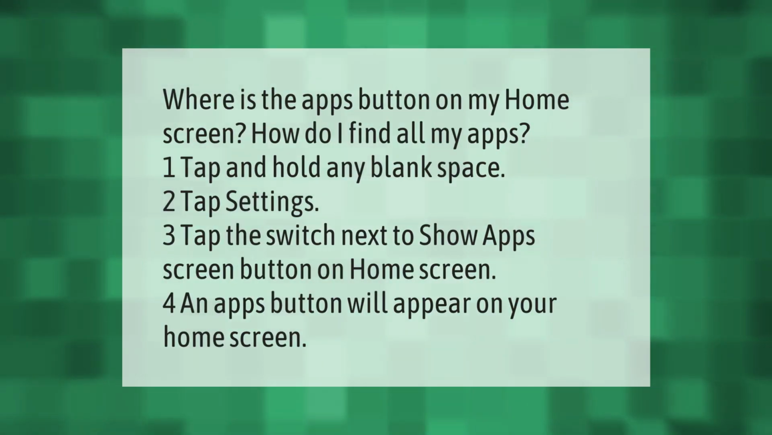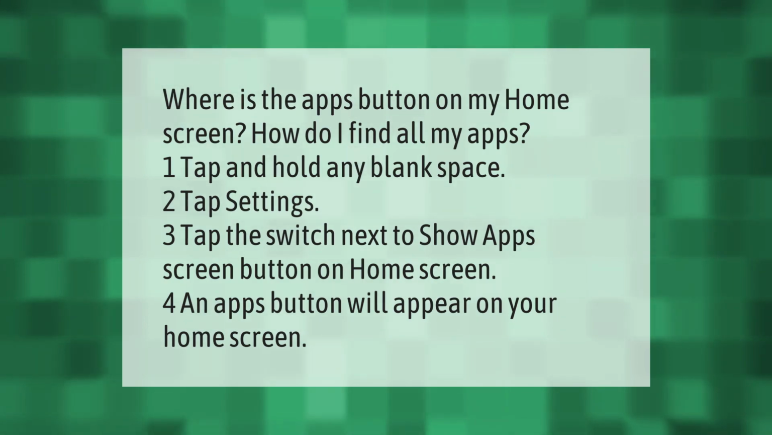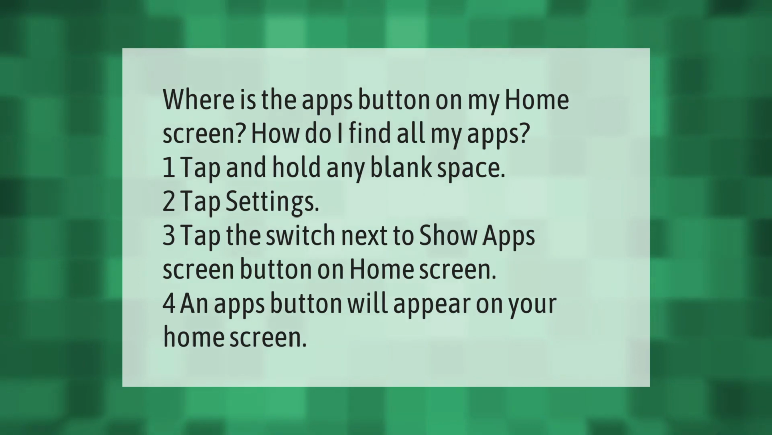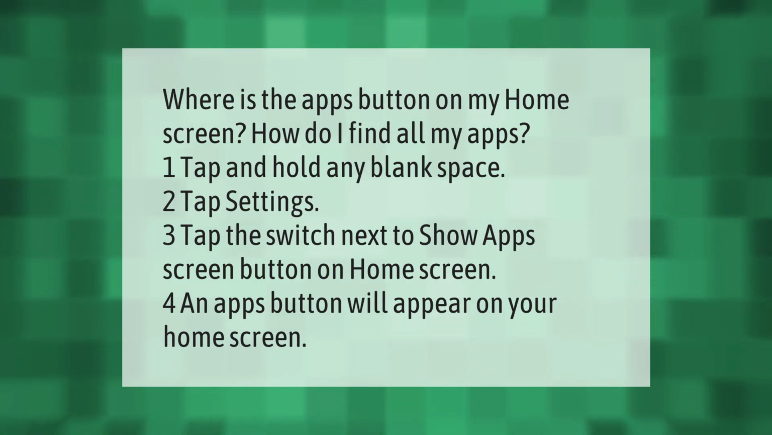Where is the Apps button on my home screen? How do I find all my apps? 1. Tap and hold any blank space. 2. Tap Settings. 3. Tap the switch next to Show Apps Screen button on home screen. 4. An Apps button will appear on your home screen.